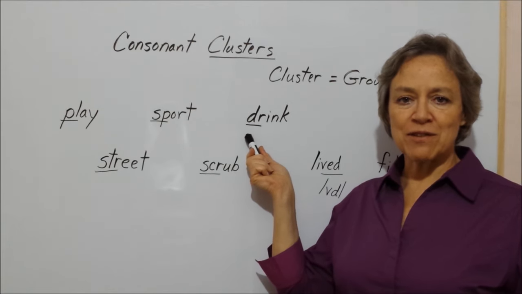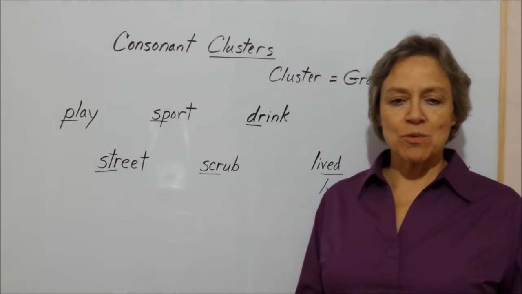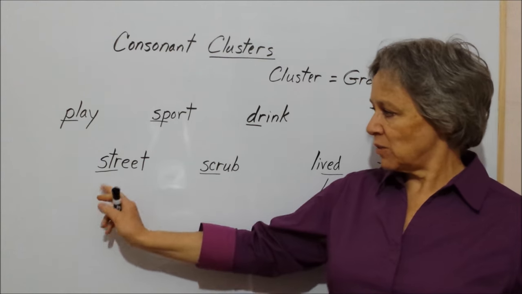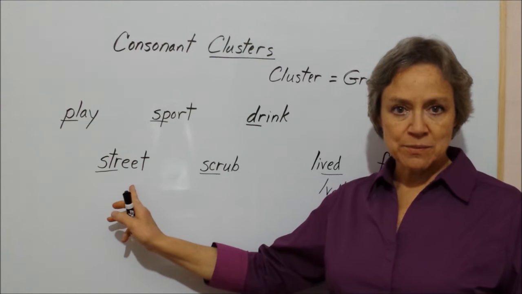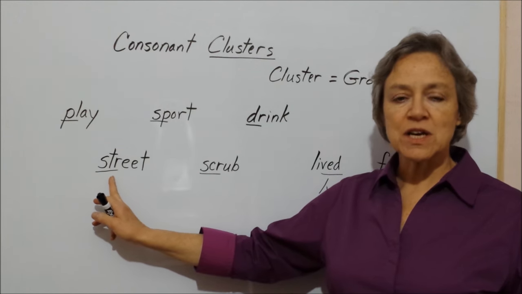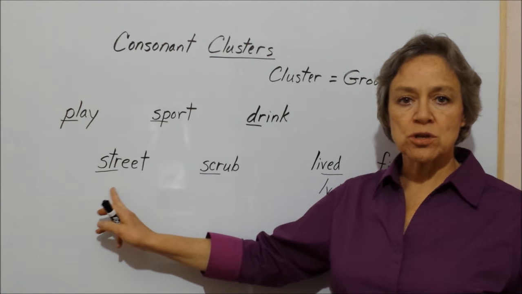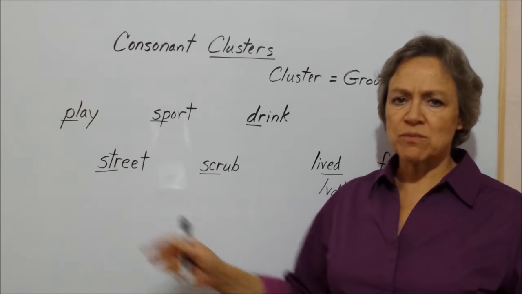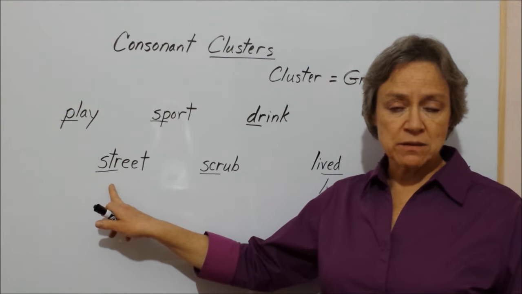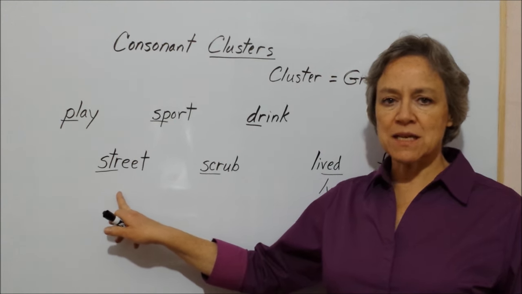Here's another example. Drink. So we have d and r together. We can have more than two consonant sounds together. Here are three consonant sounds. We have in the word street, s, then t, then r, stra, street. We have many words that have these three sounds together. Straight, strip, strike. So there are many STR words.